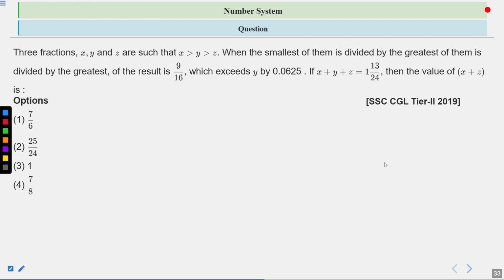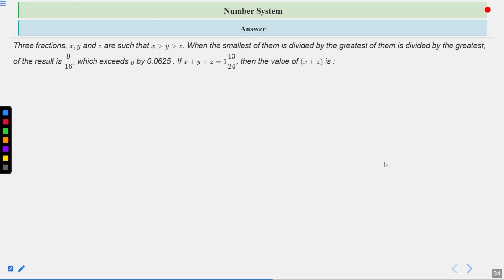So there are 4 options. First one is 7 by 6, second is 25 by 24, third one is 1 and fourth one is 7 by 8. Now you have 10 seconds to solve this question. Your time starts now. Now time's up. Let's see the solution of this question.